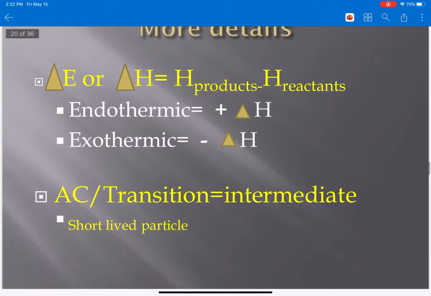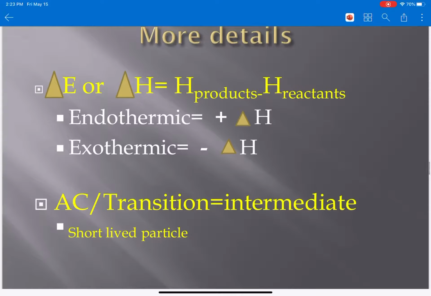Let's look at a couple more details here that would be helpful for you. So delta E and delta H are the same thing. If you want to know them, you can subtract the reactants' enthalpy or energy from the products', and that'll let you know if the reaction is exo or endo. Endothermic always has a positive delta H. Exothermic always has a negative delta H. Now, things like the energy of the transition or intermediate, those are always positive.